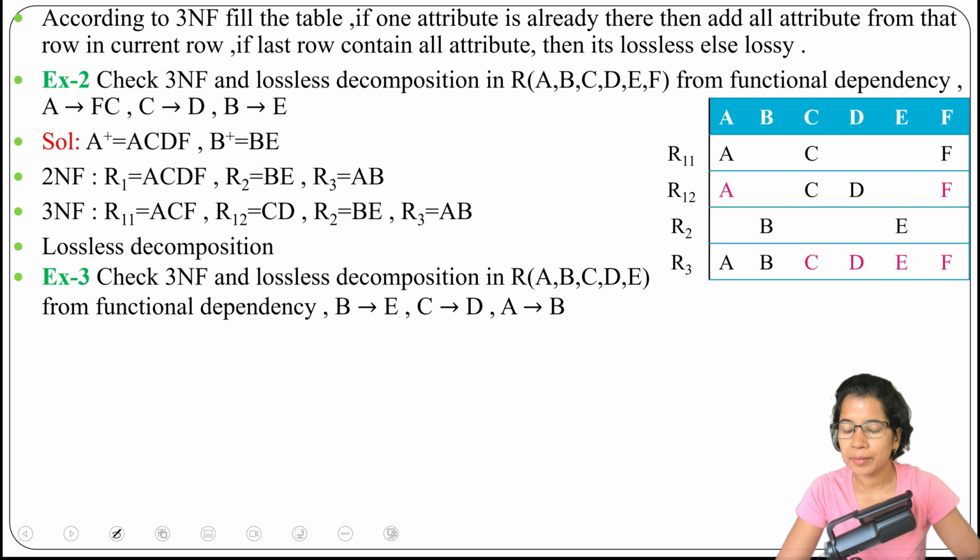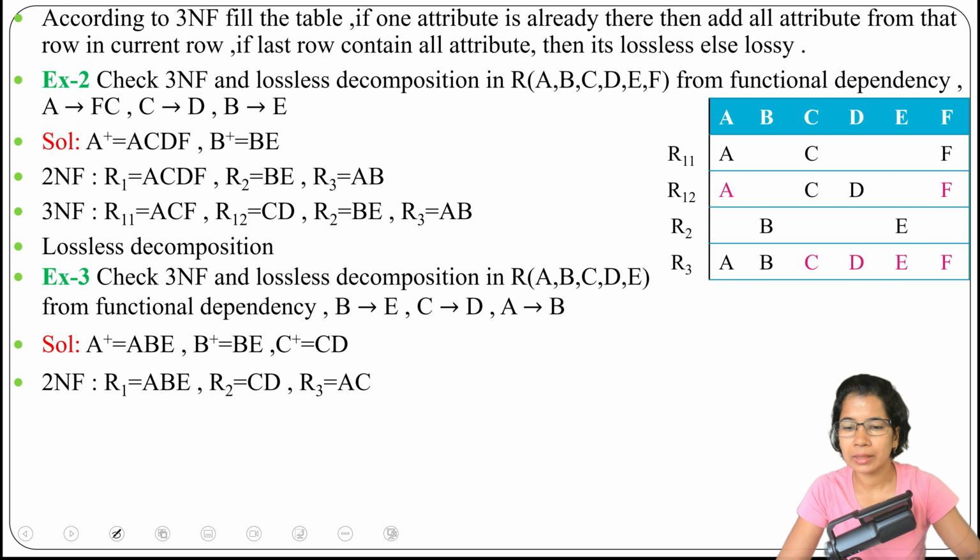Next another example, example 3. We have a relation and some dependencies. We need to find the third NF and check whether it is lossless or lossy. In 2NF, there will be ABE in one table, CD in another table, and AC in another table. So there will be a total of 3 tables: ABE, CD, AC.